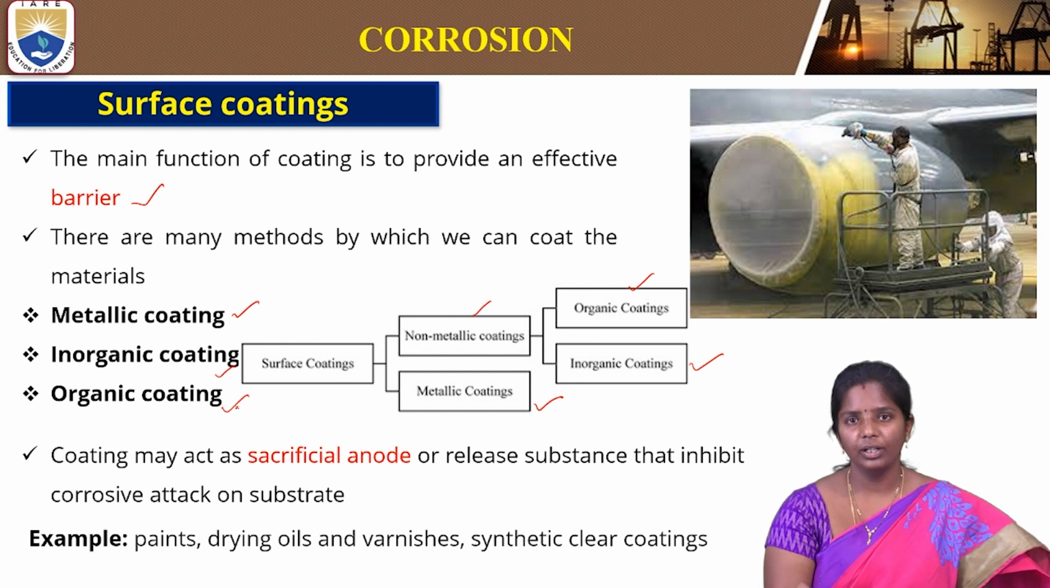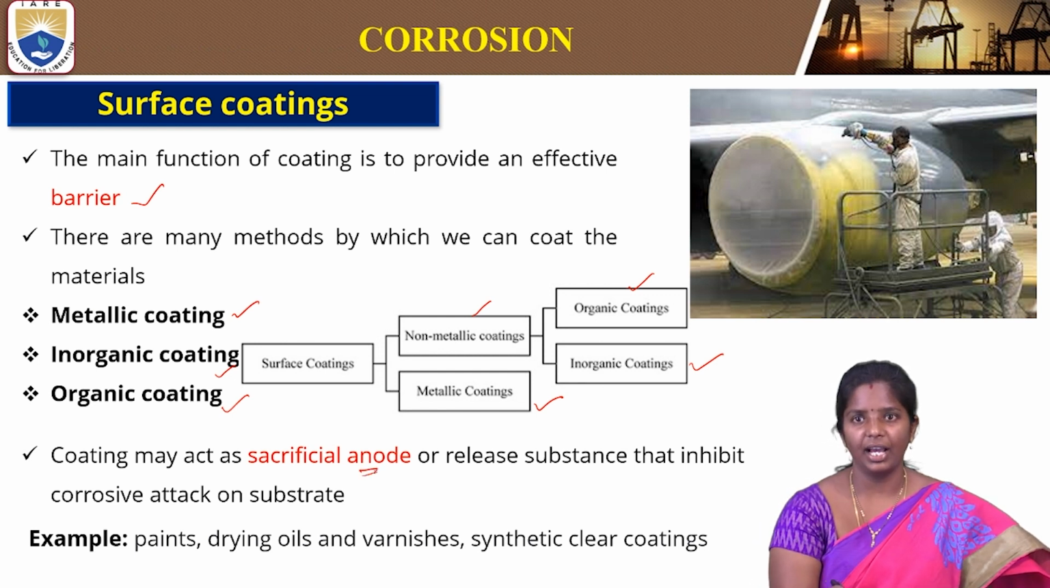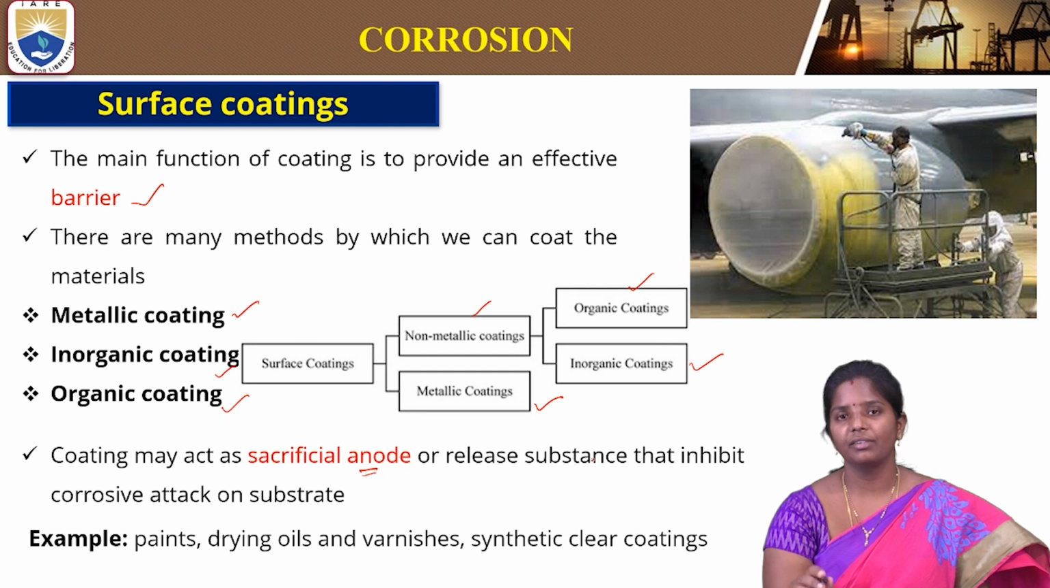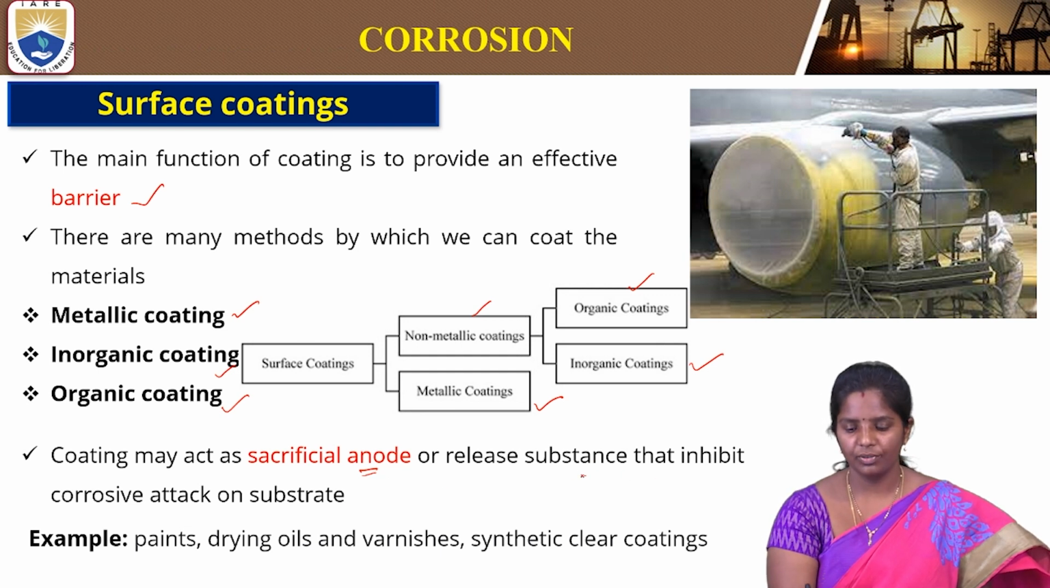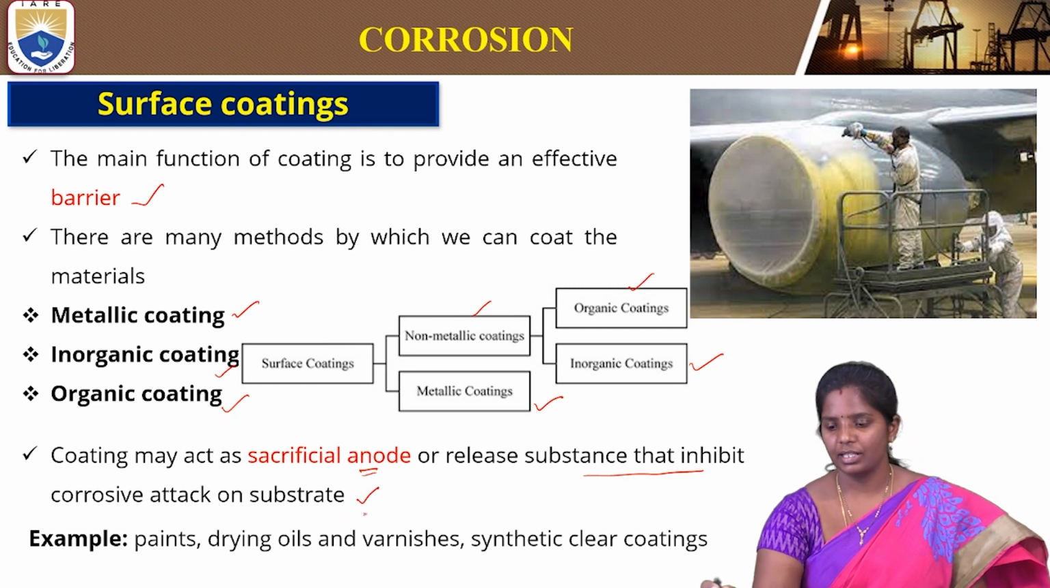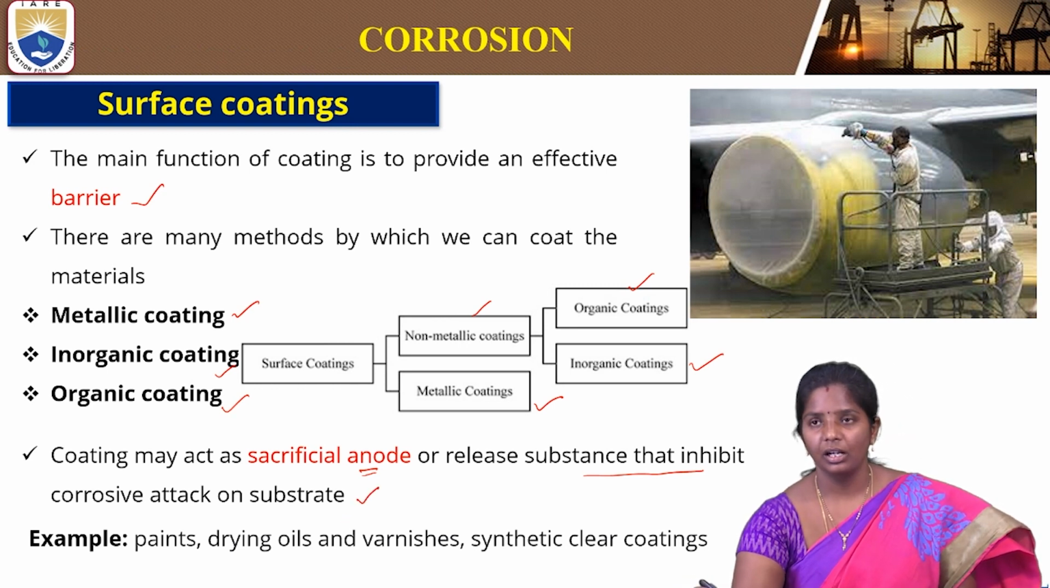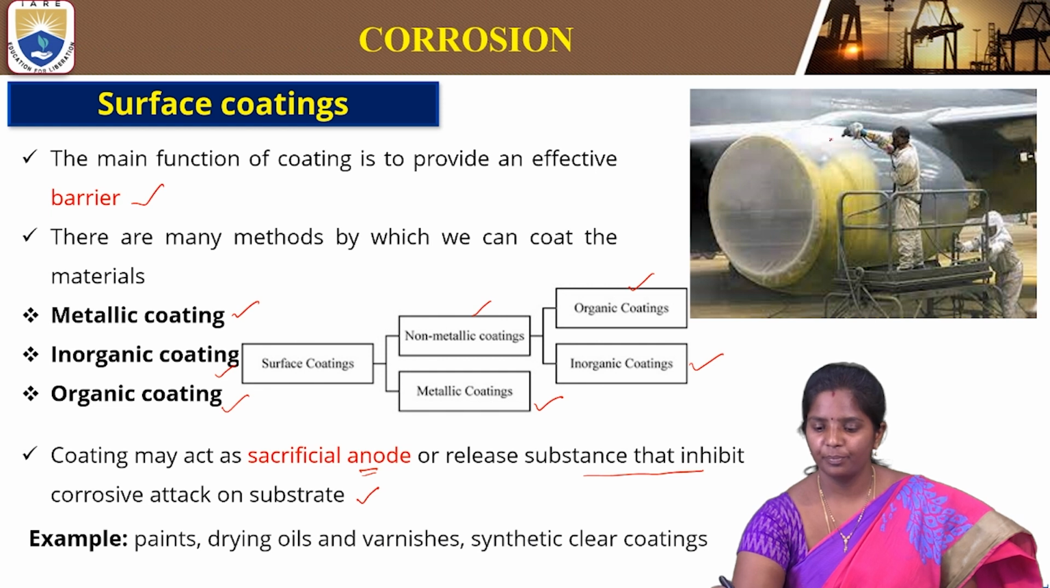This coating will act as a sacrificial anode or release substances that will inhibit corrosion. It will release substances that inhibit corrosion on the substrate. For example, as we see, the man is coating the aircraft.